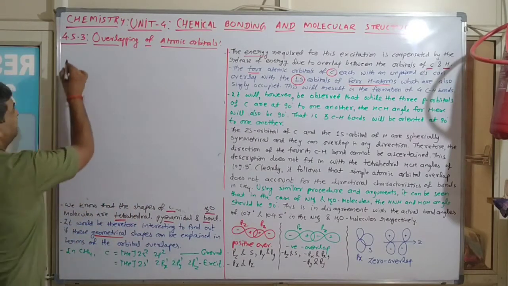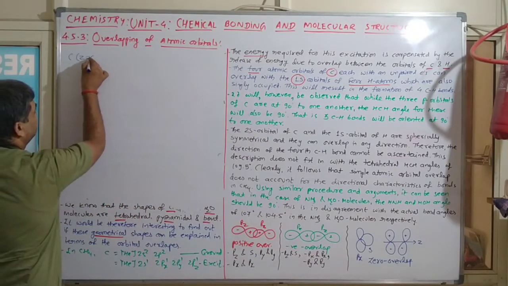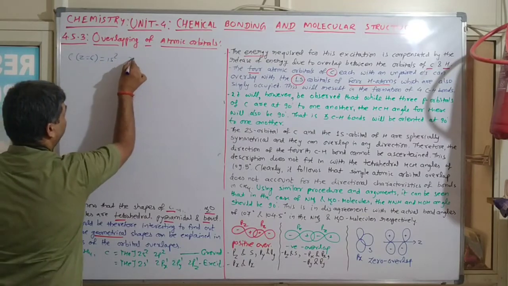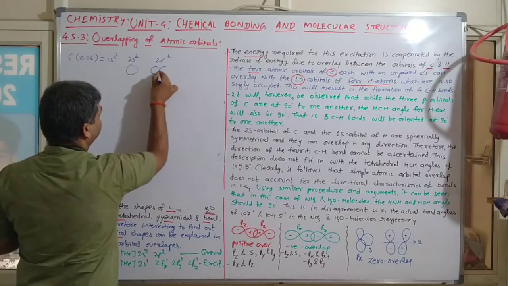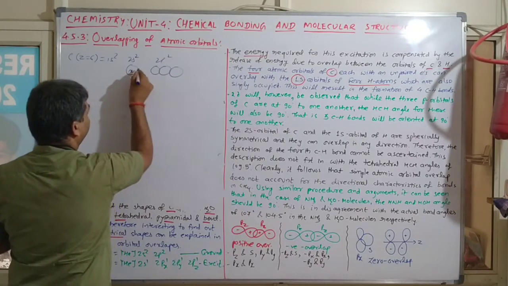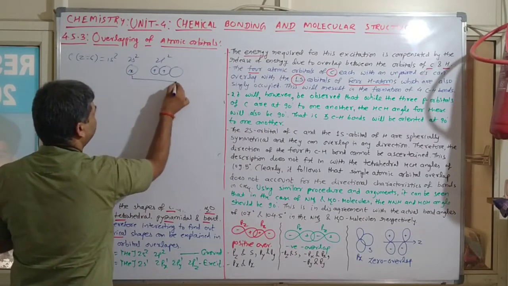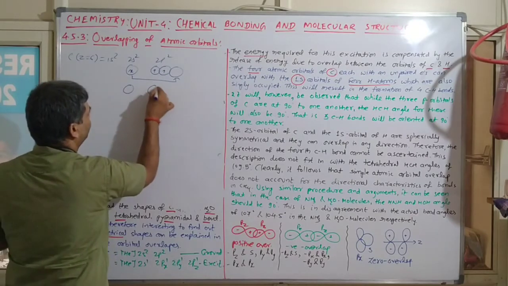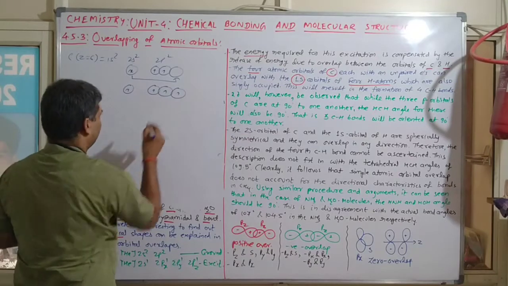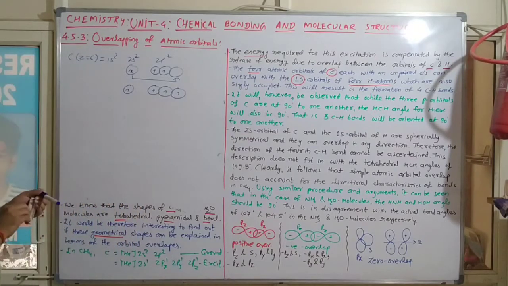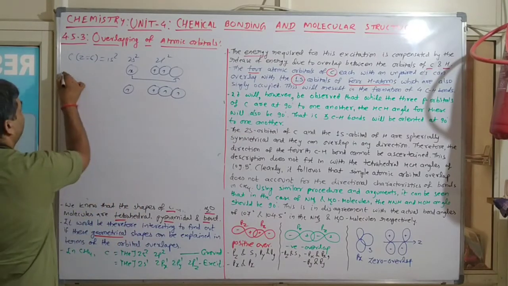Clear? See, this is carbon, so Z is 6: 1s2, 2s2, 2p2. One electron will jump from here to here, so 1, 1, 1, 1 will come. Now comes hydrogen. Now see, what is in hydrogen?